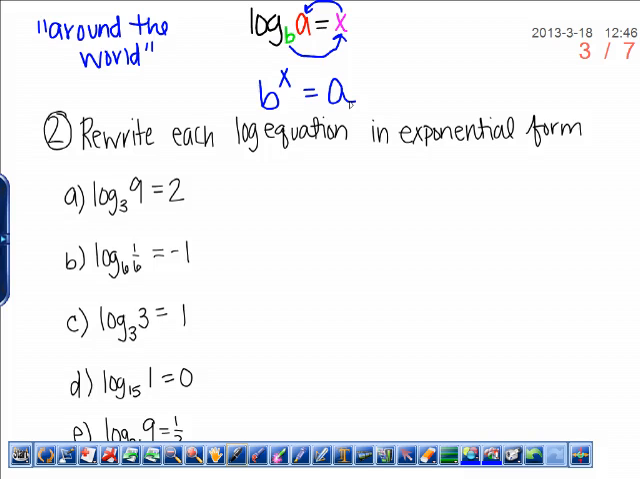So, look at a. Log base 3 of 9 equals 2. So, are you going to take 3 to the second power? Wouldn't it be the a going to the right side and then x going to the left side? You sure? Okay. So we raise 3 to the second power equals 9.